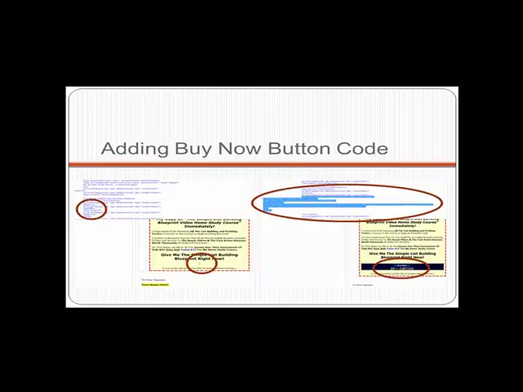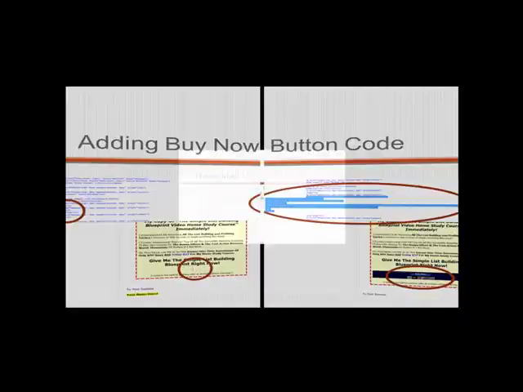So what you're going to do for adding the buy now button is open up, not FileZilla, but your Composer, and you're going to want to go into your page on your website, wherever it's going to be located, and highlight that buy now button, and then go into your code and copy and paste it into your HTML code. So you want to do this from the source code option.